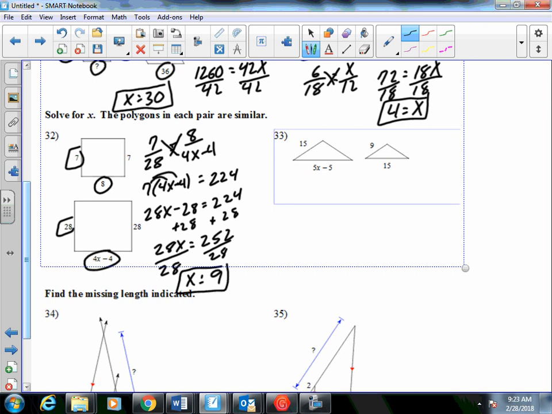So our x value is going to be 9 there. And 33, same idea. All right. Corresponding sides, 9 over 15 is going to equal 15 over 5x minus 5.